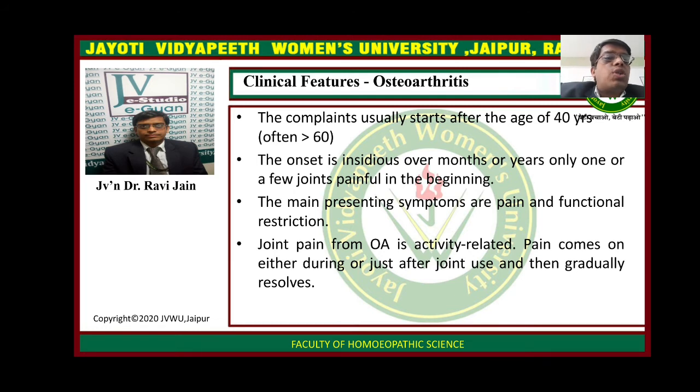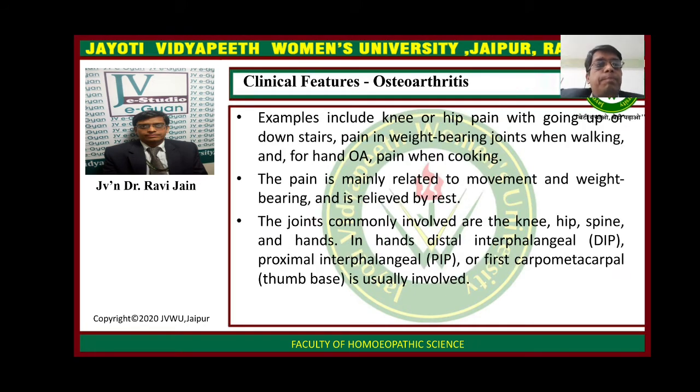The joint pain from osteoarthritis is activity related. The pain comes either at the beginning of or just after joint use and then gradually resolves. So the first pain in osteoarthritis usually occurs on beginning to move, and then with motion the pain is relieved. Once the patient starts to move, the pain first increases and then reduces gradually.